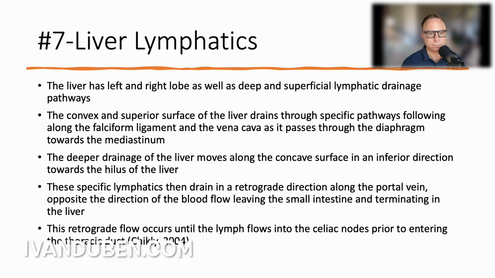The retrograde flow occurs until the lymph flows into the celiac nodes prior to entering the thoracic duct, and that is going to depend on the pressure gradients around the entrance of the thoracic duct. If there's too much pressure, as I talked about before, with for instance the lack of optimal position of the liver or too much pressure around the left lobe, that will have an impact on the thoracic duct, which will have an impact on the ability for the cisterna chyli to properly drain to the thoracic duct.